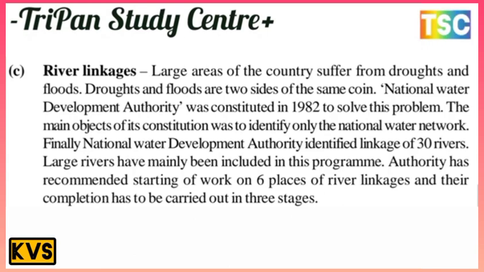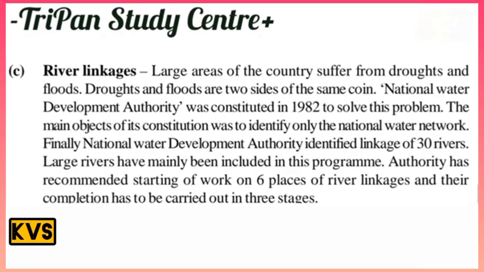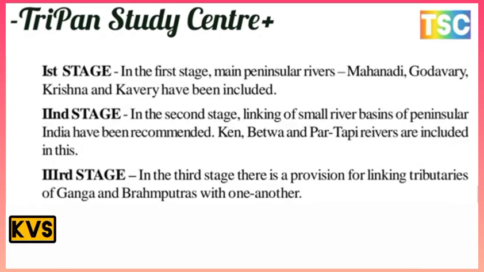The National Water Development Authority was constituted in 1982 to solve this problem. The main object of its constitution was to identify the national water network. Finally, the National Water Development Authority identified linkage of 30 rivers. The large rivers have mainly been included in this program. The Authority has recommended starting work on 6 places of river linkage, and the completion has to be carried out in 3 stages. In the first stage, mainly the peninsular rivers Mahanadi, Godavari, Krishna and Kaveri have been included.